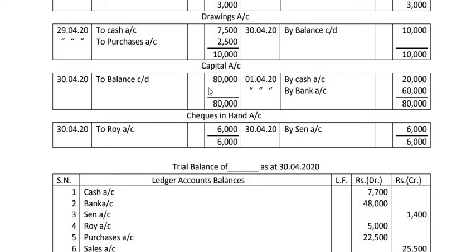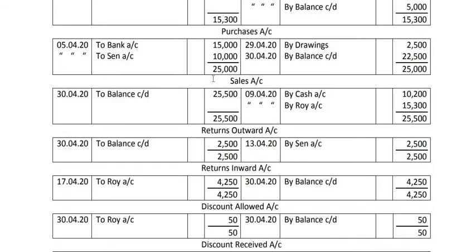After that, the capital account has a balance of 80,000. This is called the credit balance of the capital account. So this is the way to make postings to different accounts from the journal. Now, after making the postings and balancing, we have to prepare a trial balance.